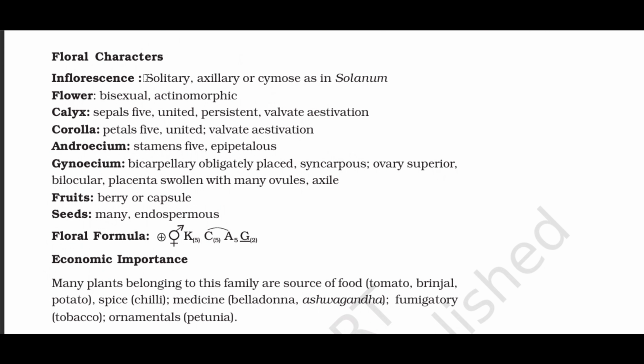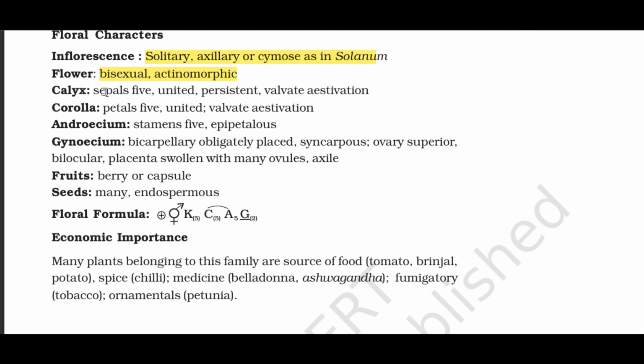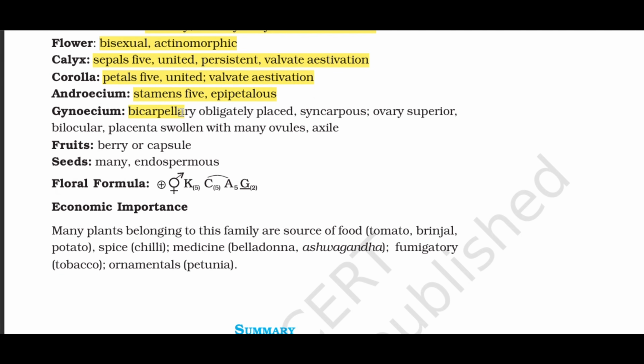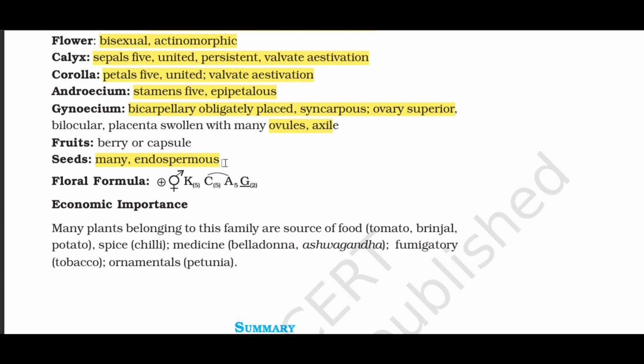Floral characters. Inflorescence, solitary, axillary or cymose as in Solanum. Flower, bisexual, actinomorphic. Calyx, sepals 5, united, persistent, valvate aestivation. Corolla, petals 5, united, valvate aestivation. Androecium, stamens 5, epipetalous. Gynoecium, bicarpellary obliquely placed, syncarpous, ovary superior, bilocular, placenta swollen with many ovules, axile. Fruits, berry or capsule. Seeds, many, endospermous.